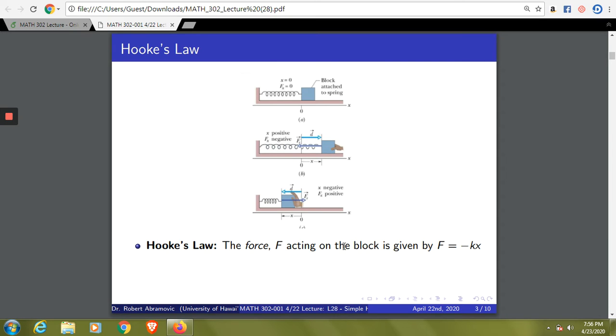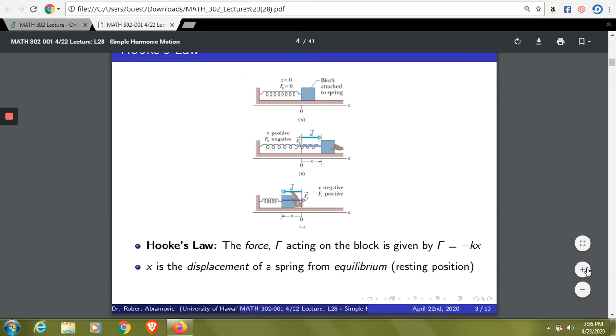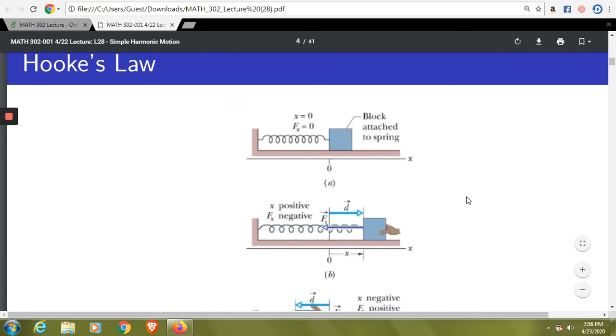The force F acting on a block is given by F equals negative k times x. x is the displacement of a spring from its equilibrium or resting position. So this first picture here, that is the resting position. Second picture here, x is its displacement.